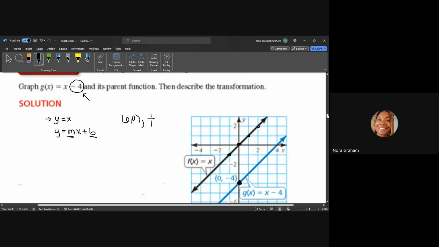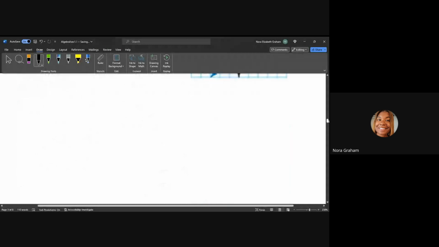Perfect. And then how I would describe that, after you circle your transformations, is I'm just going to put VT for now, vertical transformation down 4. And that's how you should always annotate it on your tests and stuff. So let's keep on looking at some more.